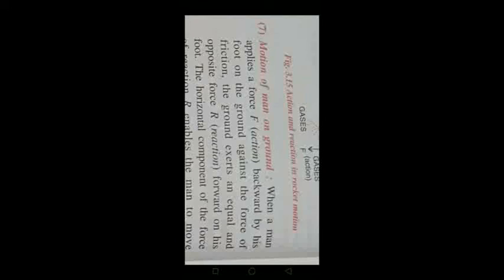Motion of man on a ground, we have seen walking. Okay, when you walk, you are pushing the ground, that is the action. In return, the ground is pushing you back, that is the reaction, with the help of which you go ahead.